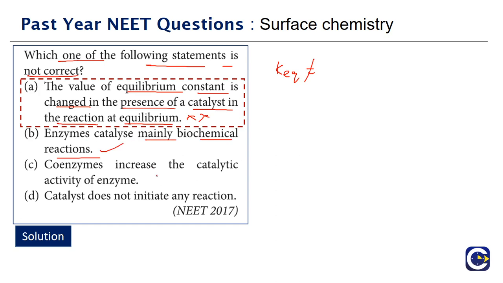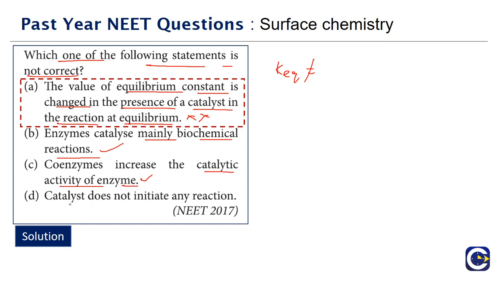So this is the correct statement. Coenzymes increase the catalytic activity of enzyme. In some particular cases, we also have coenzymes that basically increase the enzyme activity. So this is also a correct statement.